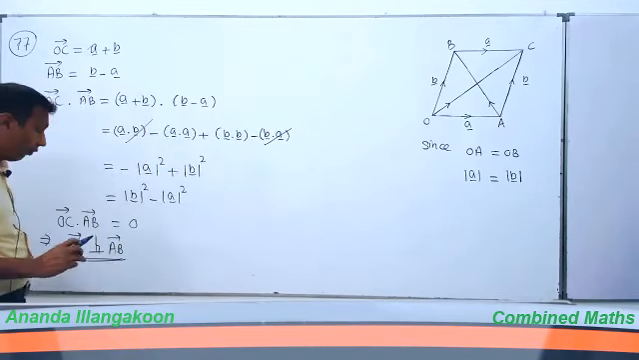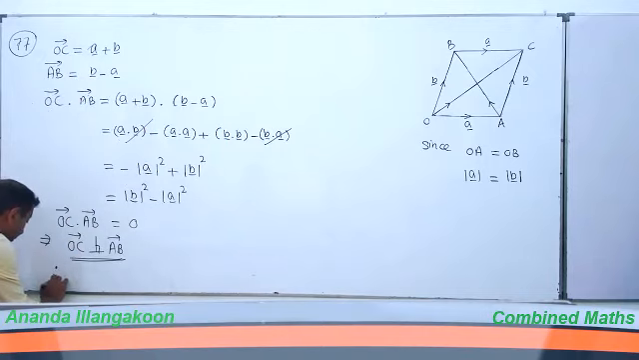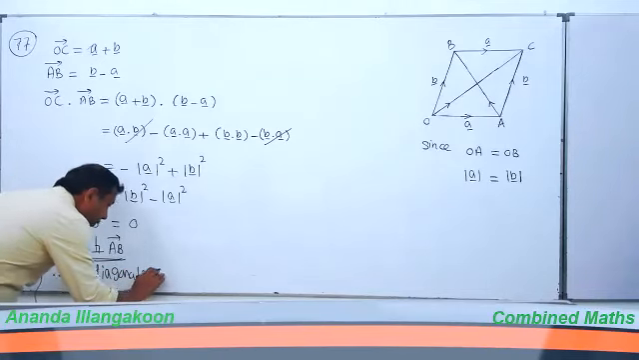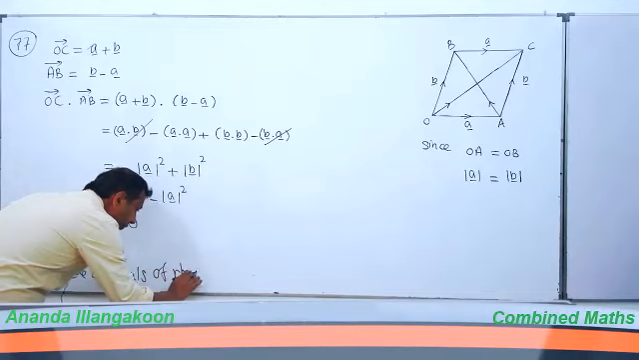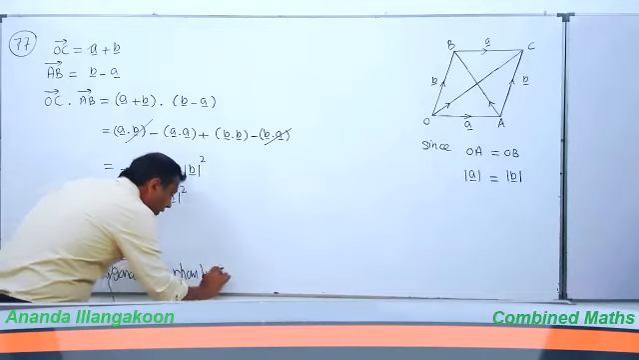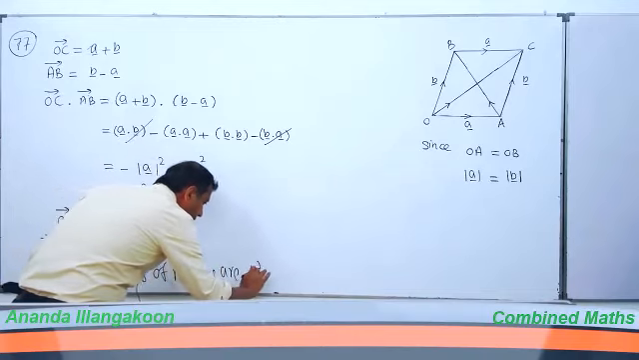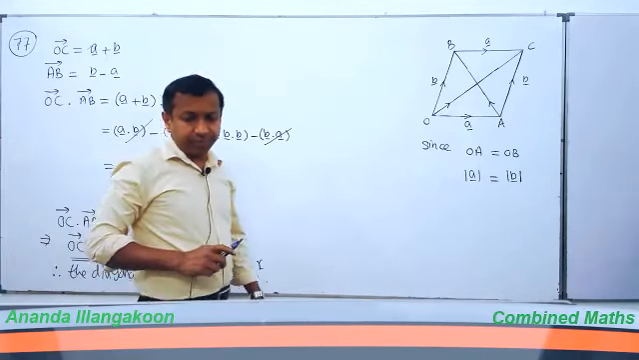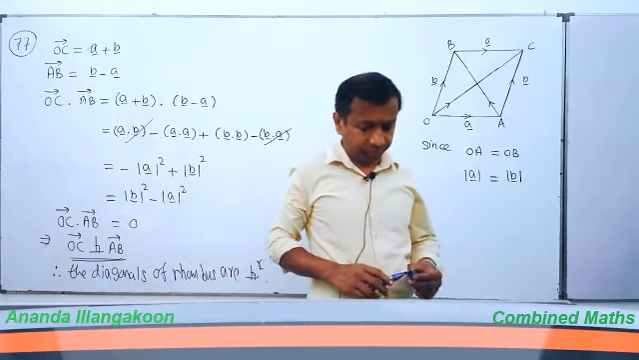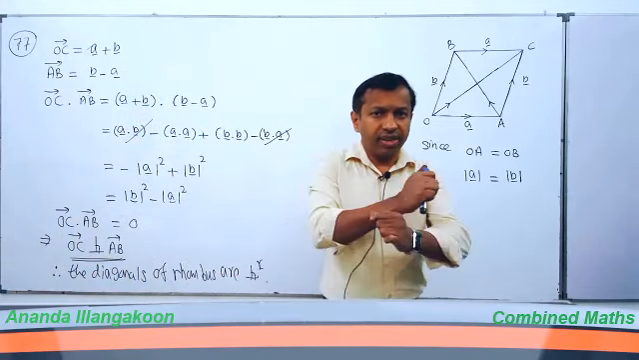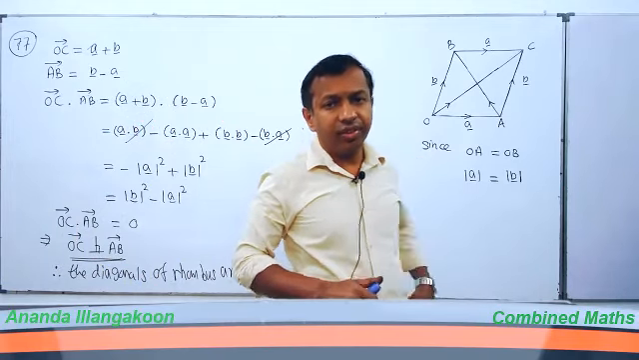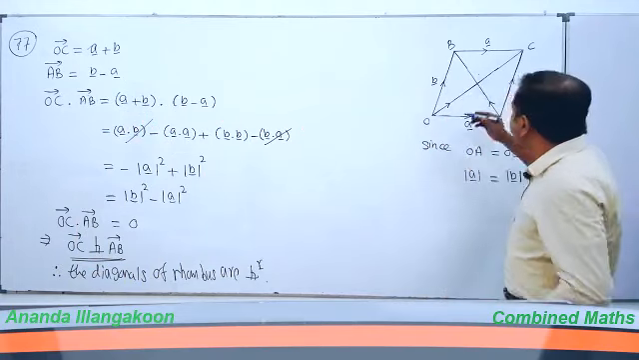Then you can write, therefore, the diagonals of rhombus are perpendicular. One part of the proof we have done. The two diagonals are perpendicular to each other. Another one is there. What is that? They intersect at a point here.